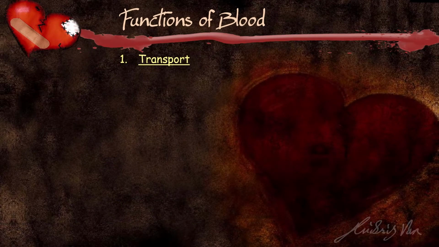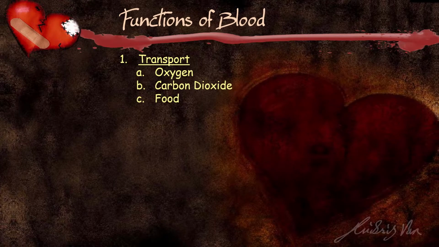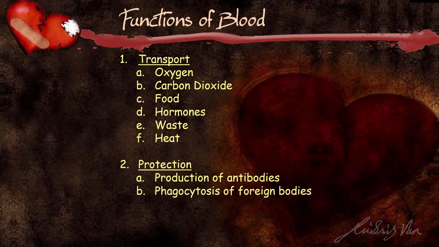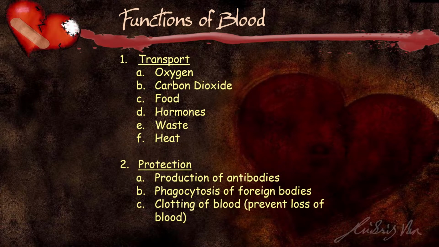So the function of blood in transportation of substance is they transport oxygen, carbon dioxide, food, hormones, waste, as well as body heat. As for the function of protection, they produce antibodies. They are also involved in phagocytosis of foreign bodies. And lastly, clotting of blood to prevent loss of blood as well as prevent bacteria from entering our body.